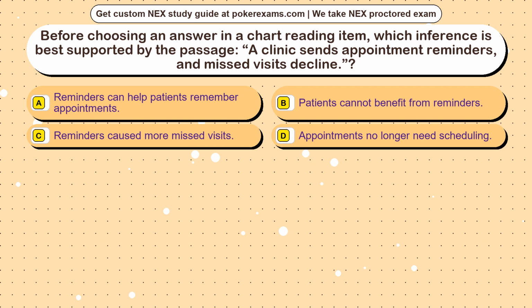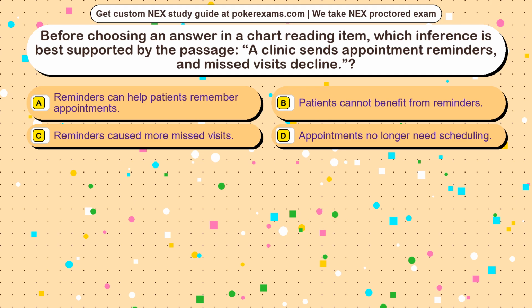Question 9. Before choosing an answer in a chart reading item, which inference is best supported by the passage? A clinic sends appointment reminders, and missed visits decline. Option A. Reminders can help patients remember appointments. Option B. Patients cannot benefit from reminders. Option C. Reminders caused more missed visits. Option D. Appointments no longer need scheduling.